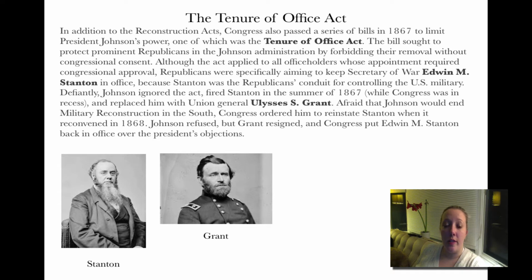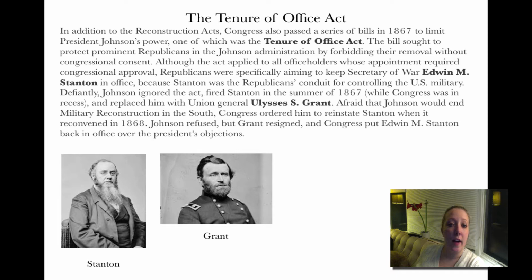In addition to the Reconstruction Acts, Congress also passed a series of bills in 1867 to limit President Johnson's power, one of which was the Tenure of Office Act. The bill sought to protect prominent Republicans in the Johnson administration by forbidding their removal without congressional consent. Although the act applied to all office holders whose appointment required congressional approval, Republicans were specifically aiming to keep Secretary of War Edwin M. Stanton in office because Stanton was the Republican conduit for controlling the U.S. military.